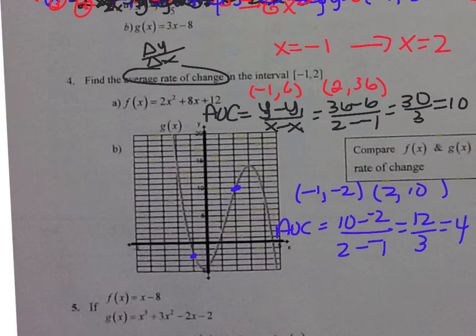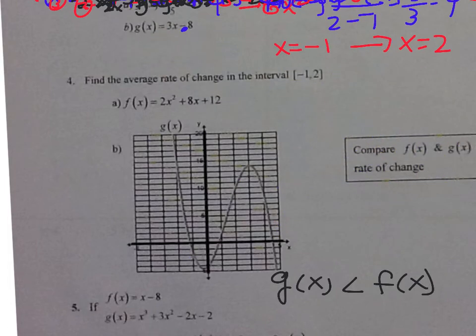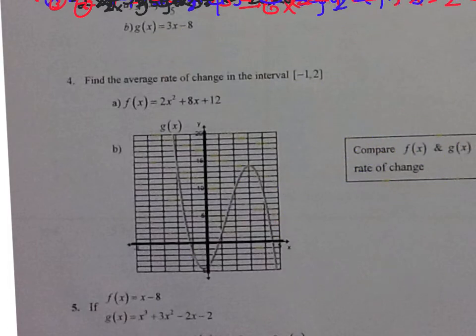All right, so now it says over here in this box to compare f of x to g of x. All right, so which one's smaller? The g of x is smaller. So g of x is less than f of x, the average rate of change. Okay, so let's take a look at 5.